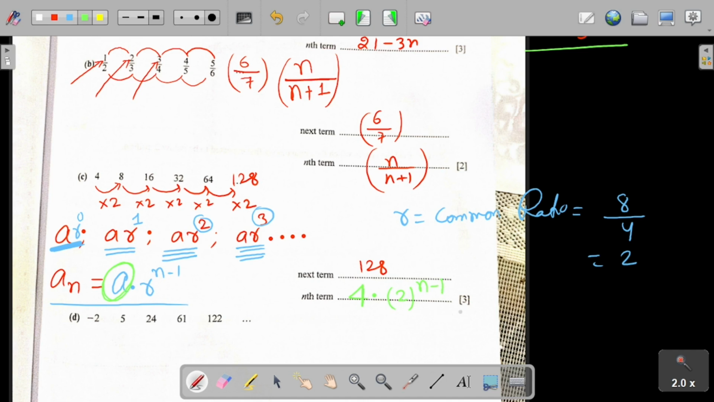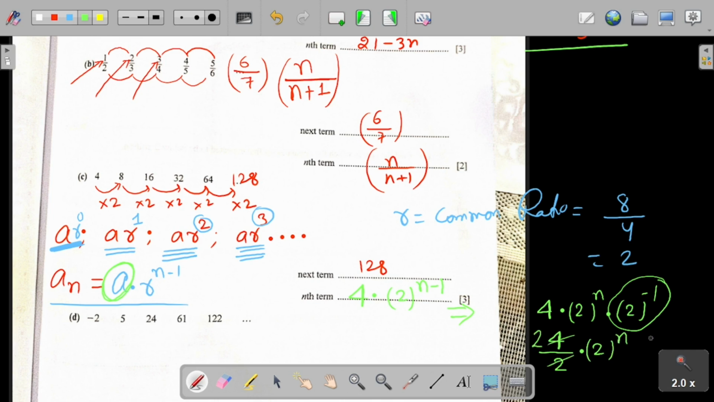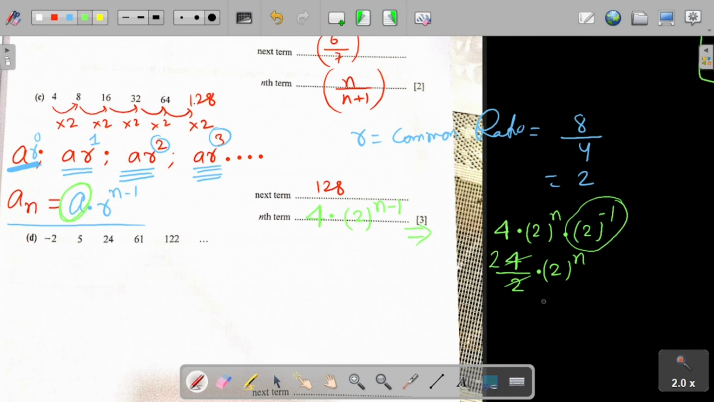That's the expression. We can simplify this a little bit. So we can write 4 into 2 raised to power n upon 2 raised to power 1 also. I can explain in detail. We can write 4 into 2 raised to power n into 2 raised to power minus 1, because in multiplication power gets added. So 2 raised to power minus 1 is nothing but 1 upon 2. So it's 4 upon 2 into 2 raised to power n. So this will be simplified as 2 into 2 raised to power n.